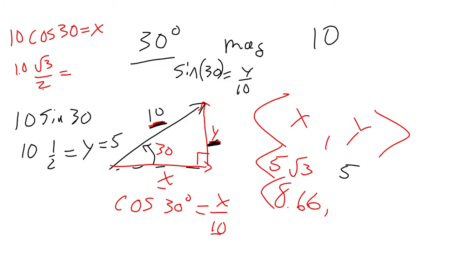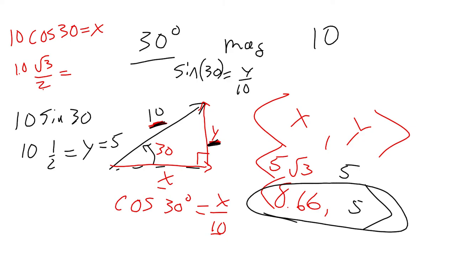Okay? So here's your vector. If you're given a vector at 30 degrees with a magnitude of 10, this would be your rounded answer for your vector. So what's the general formula?